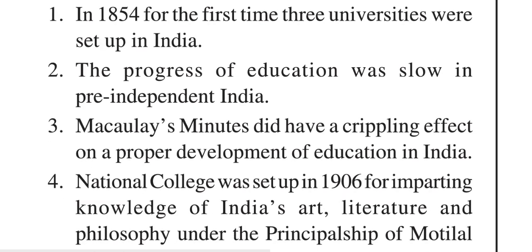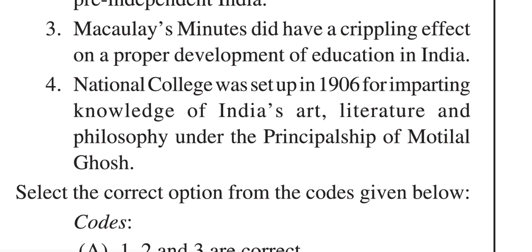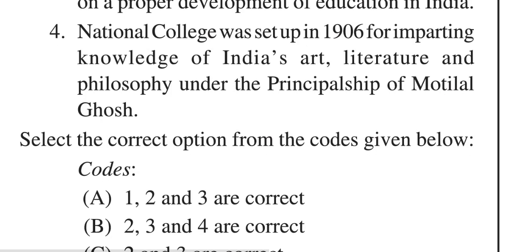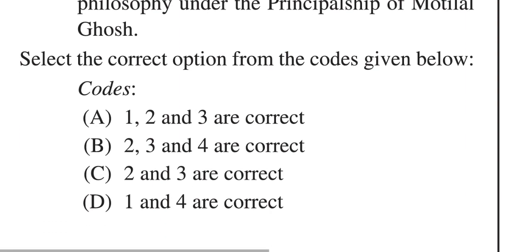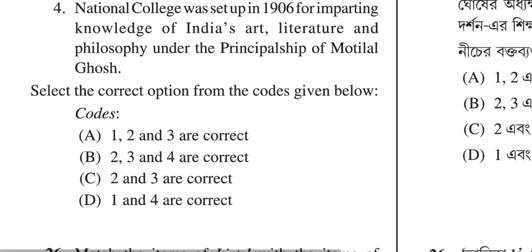1. In 1854, for the first time, 3 universities were set up in India. 2. The progress of education was slow in pre-independent India. 3. Macaulay's minutes did have a crippling effect on a proper development of education in India. 4. National College was set up in 1906 for imparting knowledge of India's art, literature, and philosophy under the principalship of Motilal Ghosh. Select the correct options from the codes given below. Codes are like this: 1, 2, and 3 are correct, 2, 3, and 4 are correct, 2 and 3 are correct, 1 and 4 are correct. So, what is correct?